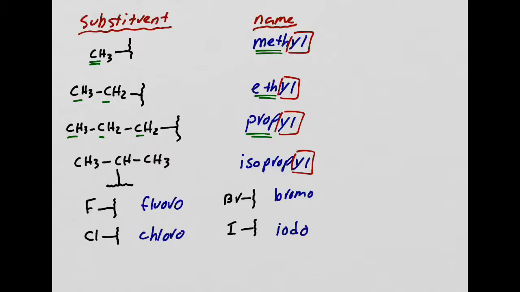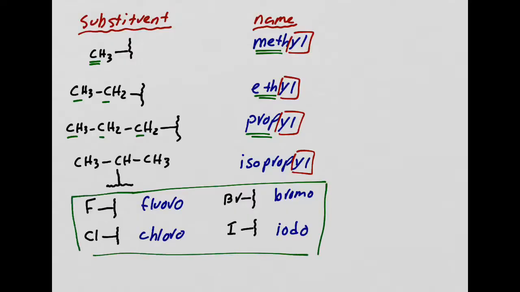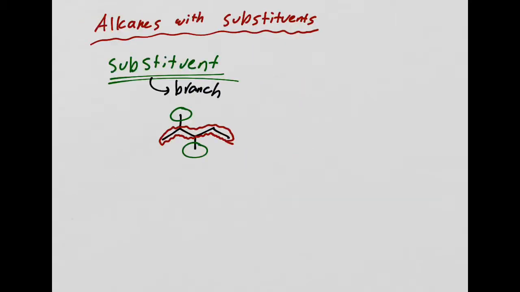So what's going on over here is that these are halogens as substituents. So just bromo, iodo, fluoro, chloro. So far so good? Okay, so these are substituents, these are the names. Now, I want to make sure you really understand this concept of substituents. So I want to come back here and put an example up here because I really want you to understand the idea.